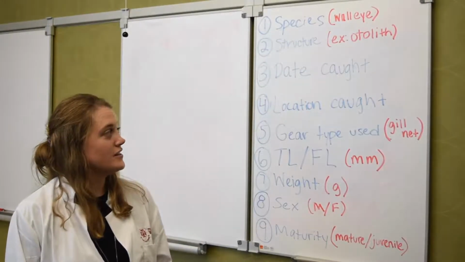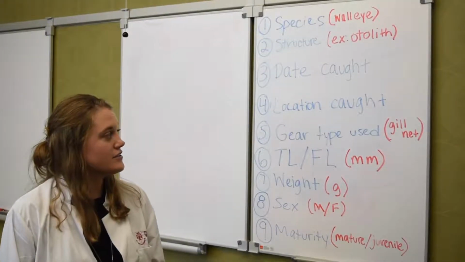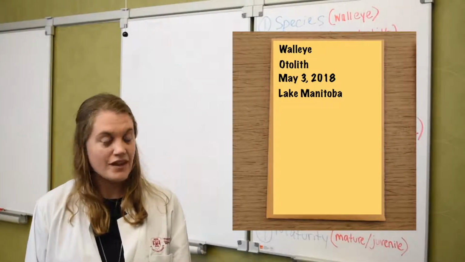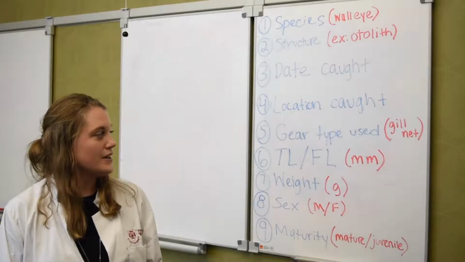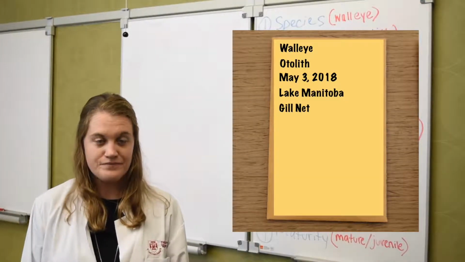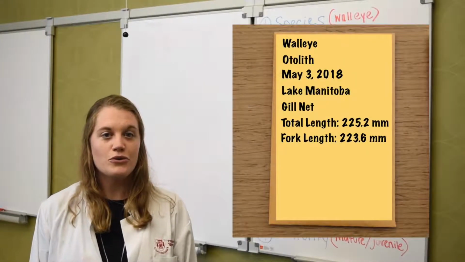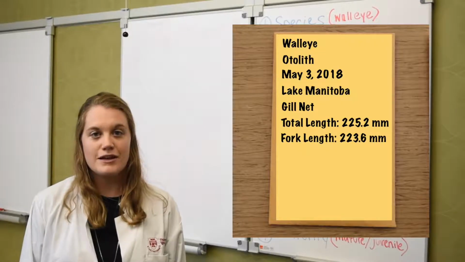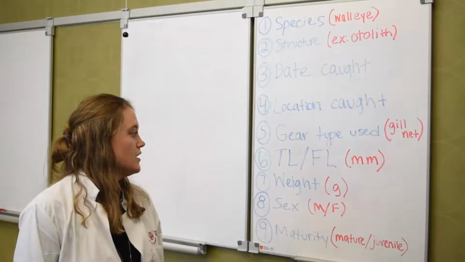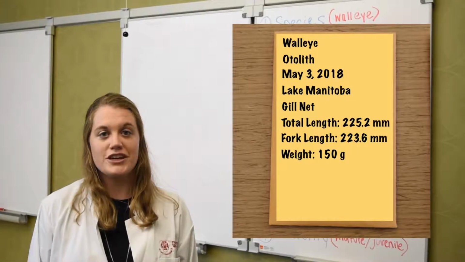The third thing you want to list is the date that you caught the fish. The next thing is the location that you caught it at. And the fifth thing being the type of gear that you use. So an example of this would be a gill net. The next thing you want to make sure you put on your envelope is the total length and the fork length labeled in millimeters. The next thing you want to make sure you include is weight, and that is measured in grams.